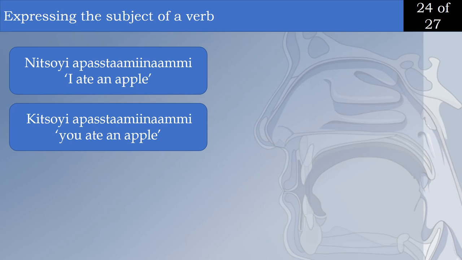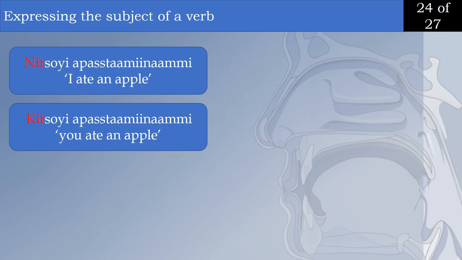The "nit" at the beginning of the verb tells me that the subject is first person, and the "kit" tells me, in the second example, that the subject is second person. Nit is I or me, and kit is you.